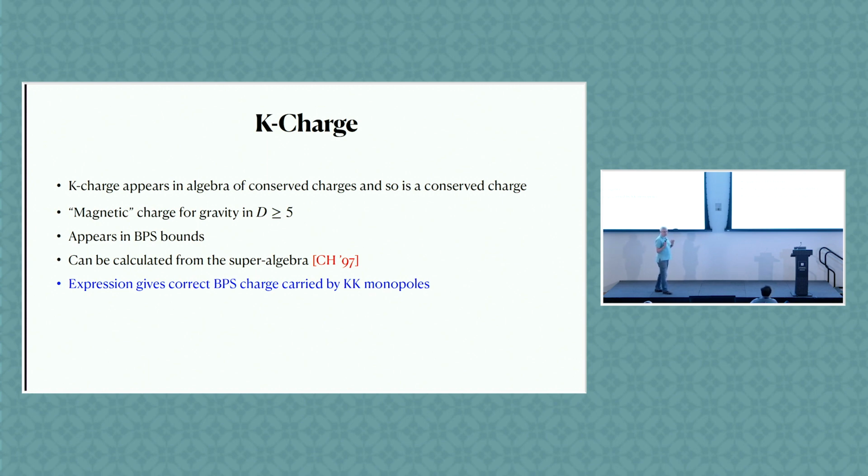So it's an interesting feature of gravity which is not seen in 4 dimensions, but is an important part in 5 and higher. I calculated the form of this from the superalgebra, and I'll give the expression in a moment, and it gives the correct BPS charge carried by Kaluza-Klein monopoles.